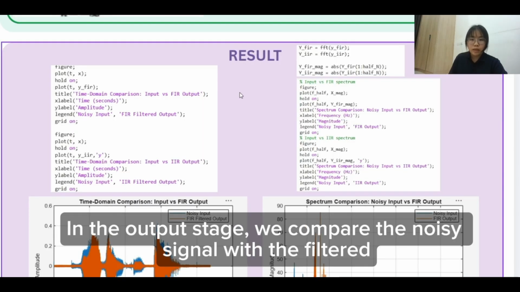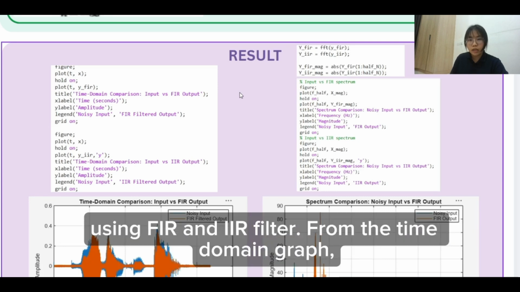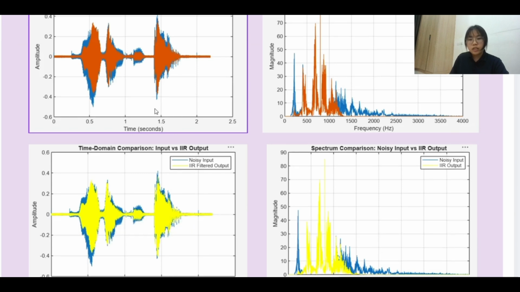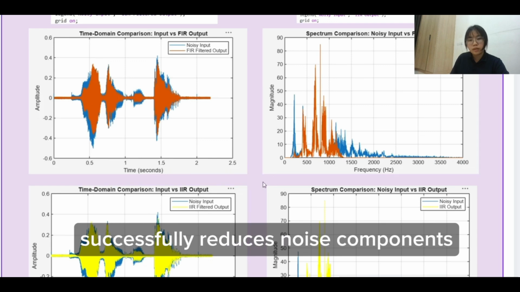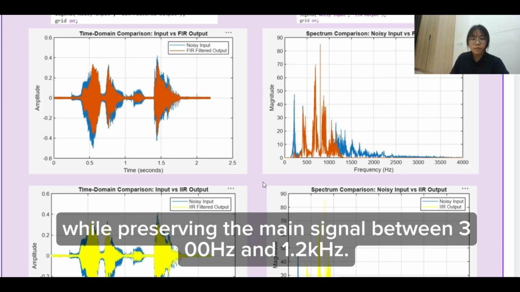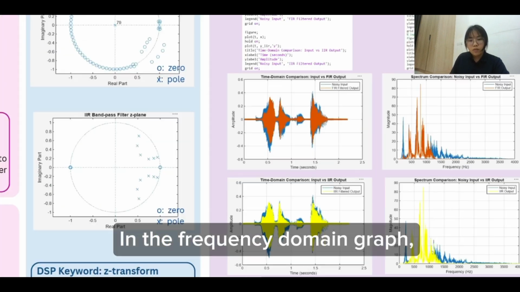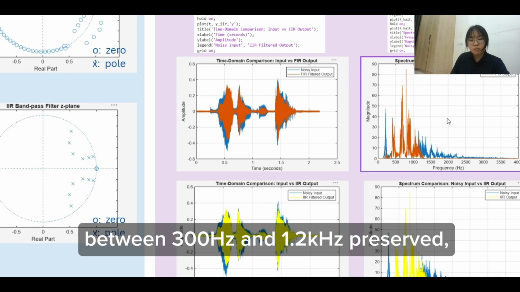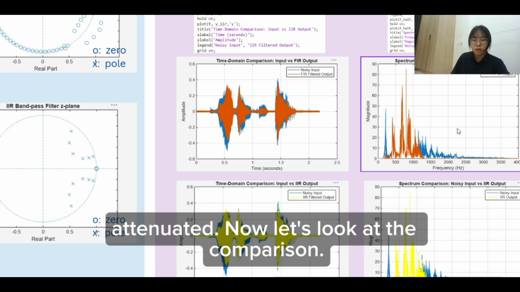Finally, we reach the output stage. In the output stage, we compare the noisy signal with the filtered results in both time domain and frequency domain using the FIR and IIR filters. From the time domain graph, the filtered signal appears cleaner as it shows less fluctuation than the original audio. This shows that both the FIR and IIR bandpass filters have successfully reduced noise components outside the selected frequency range while preserving the main signal between 300 Hz and 1.2 kHz. In the frequency domain graph, we can see that the frequency components within the selected passband between 300 Hz and 1.2 kHz are preserved, while the unwanted frequency components outside the passband are attenuated.